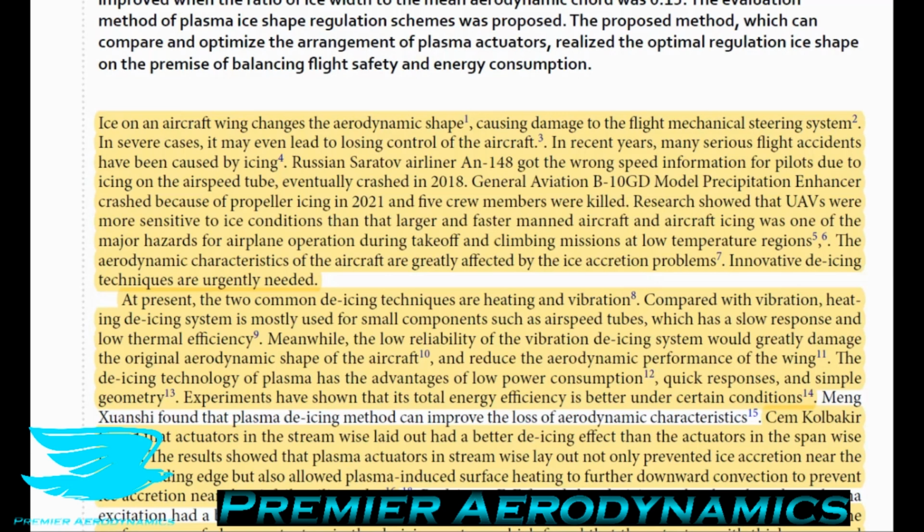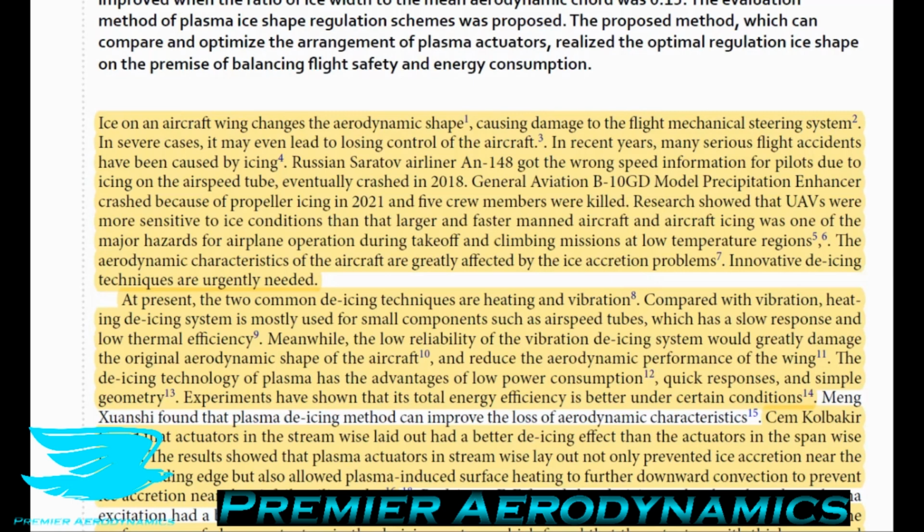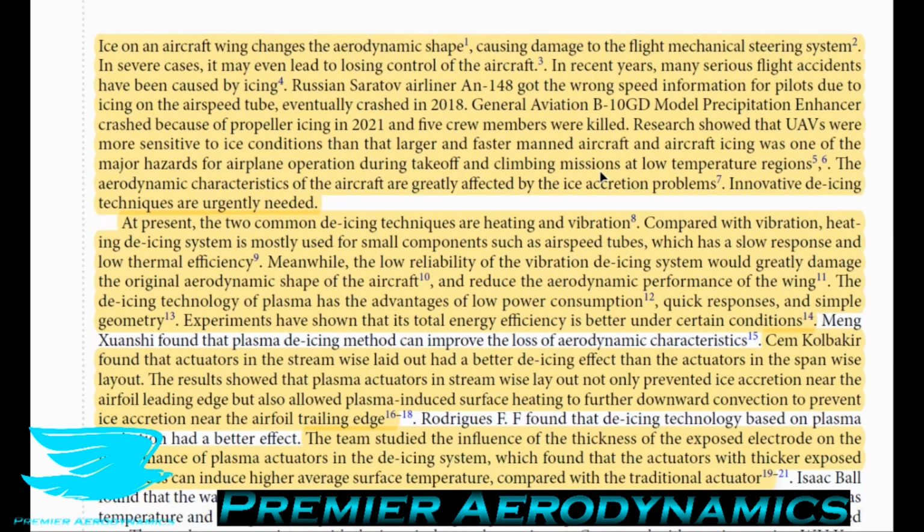So the aerodynamic characteristics of the aircraft are greatly affected by ice accretion problems. So accretion just means when the ice builds up. Innovative de-icing techniques are urgently needed because of that. So at present, two common de-icing techniques are heating and vibration. So compared with vibration, heating de-icing systems are mostly used for small components such as airspeed tubes, and they have a low response and low thermal efficiency. That's why you can use these. Meanwhile, the low reliability of vibration de-icing systems would greatly damage the original aerodynamic shape of the aircraft and reduce the aerodynamic performance of the wing.